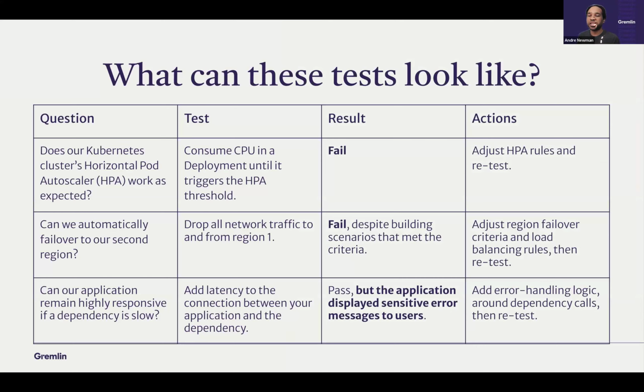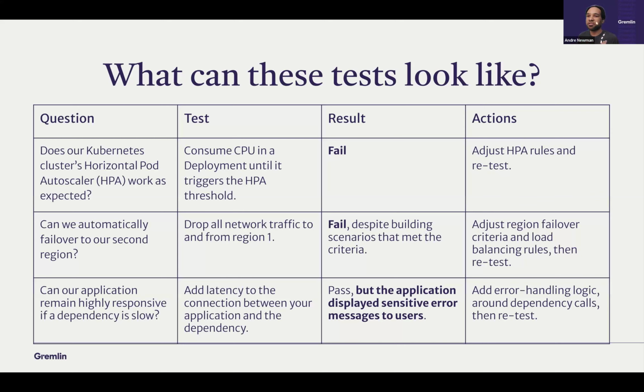Let's say we have a Kubernetes cluster with pod autoscaling configured. Our question might be, when our cluster reaches a point where the autoscaler should get triggered, does it actually get triggered and does it scale successfully? So to test this, we can actually use Gremlin to run a test where we consume CPU in the deployment where the autoscaler is configured. We can configure the test with different parameters like how much CPU to use, how many cores to use. So that way we can actually accurately trigger the scaling threshold without going over and without impacting too many systems.